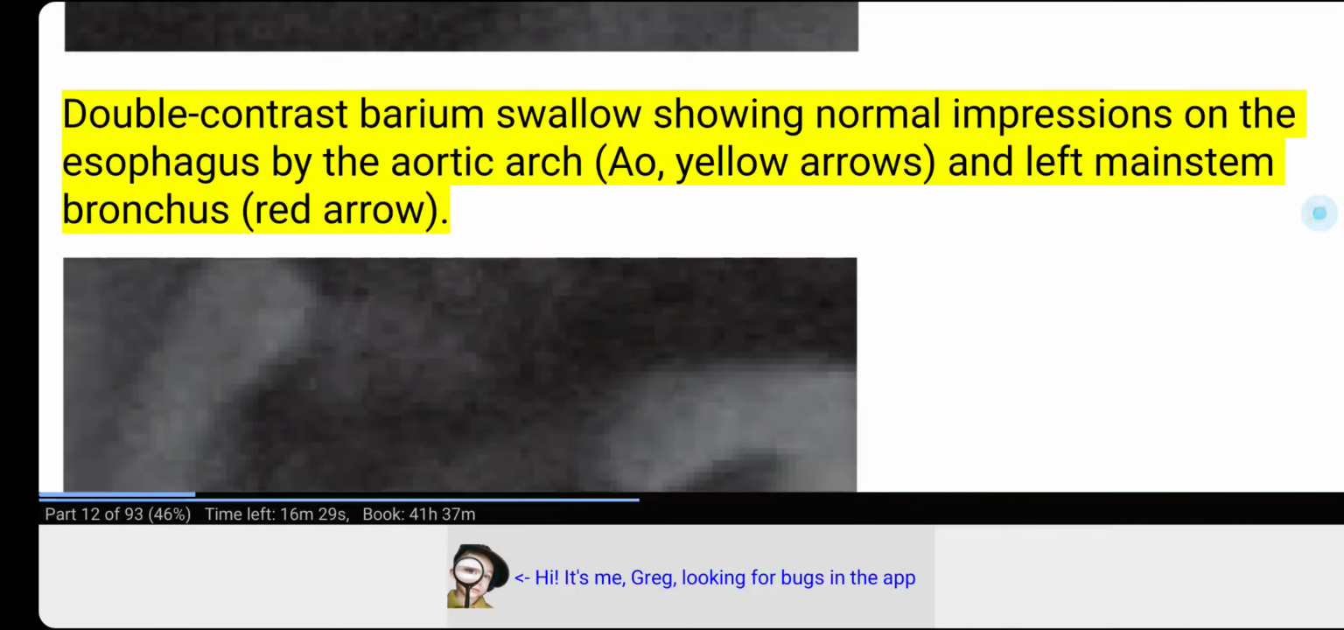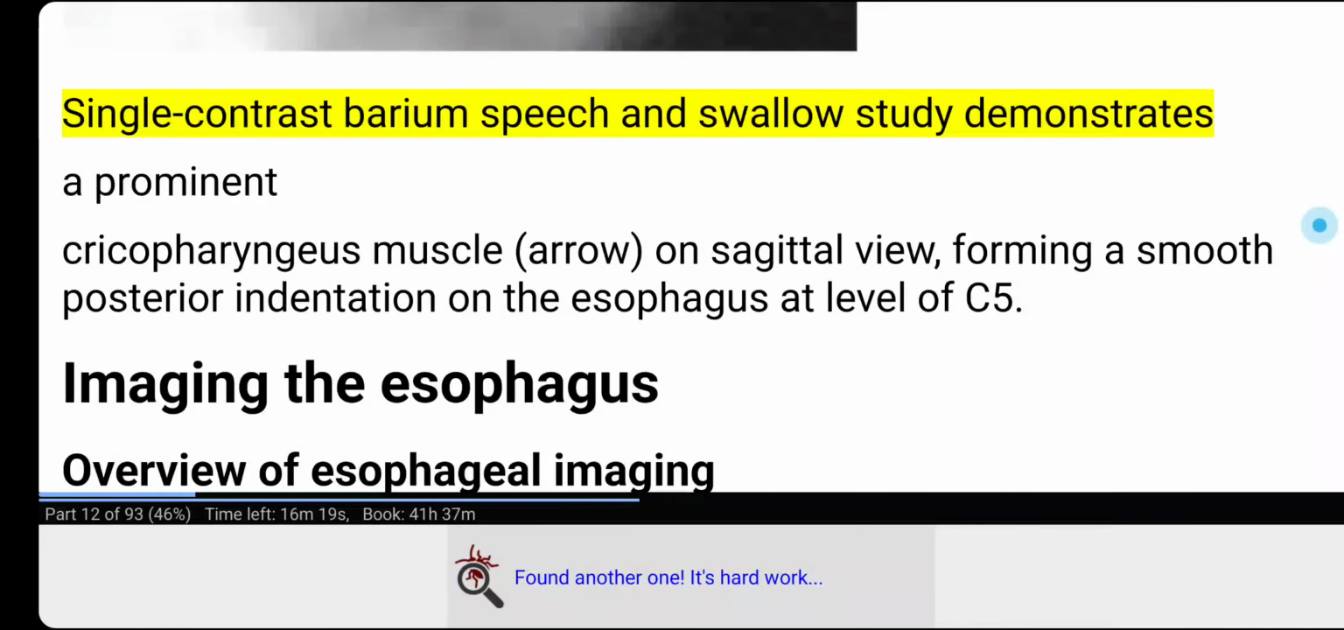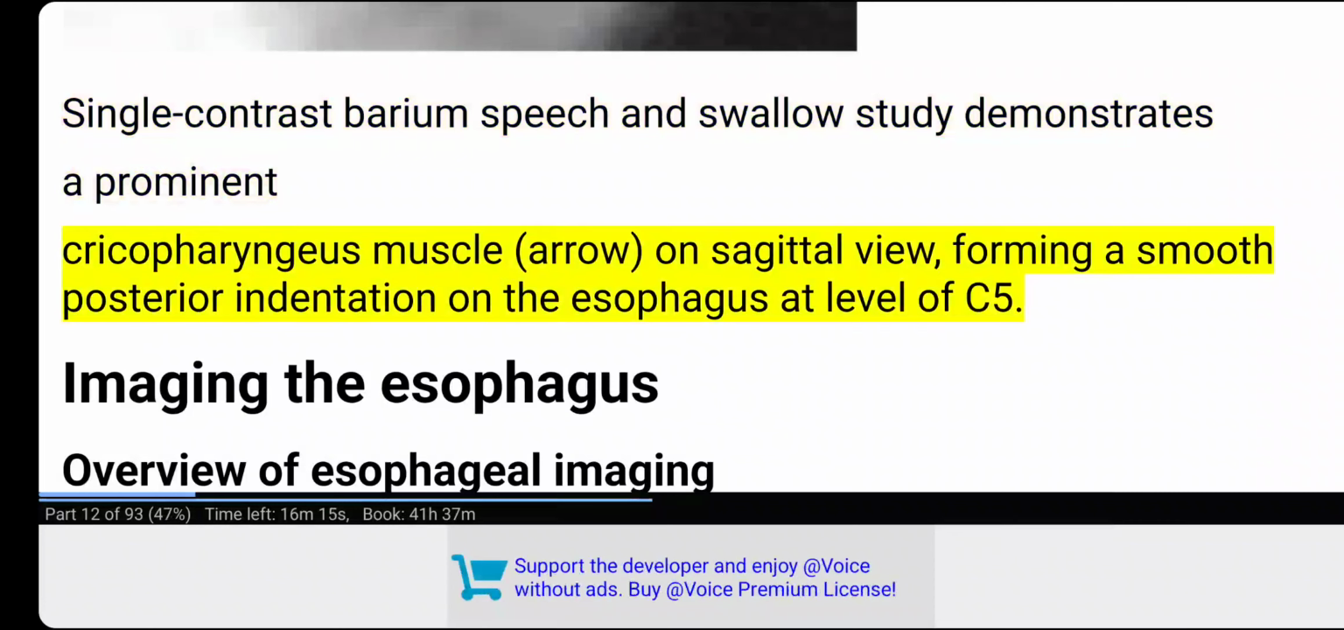Double contrast barium swallow showing normal impressions on the esophagus by the aortic arch (AO), yellow arrows, and left mainstem bronchus, red arrow. Single contrast barium speech and swallow study demonstrates a prominent cricopharyngeus muscle (arrow) on sagittal view, forming a smooth posterior indentation on the esophagus at the level of C5.